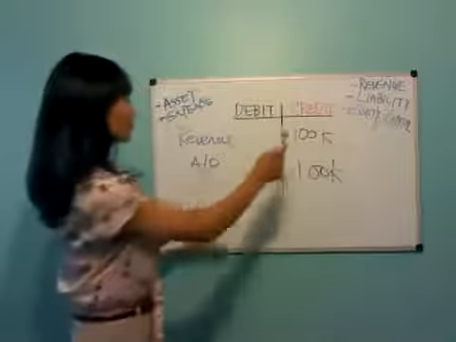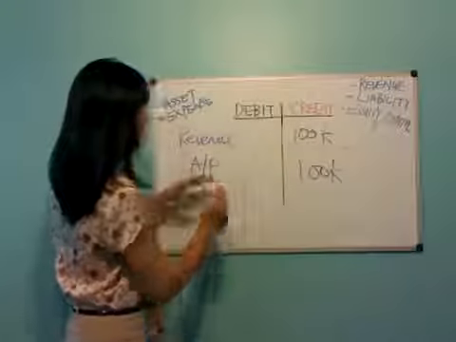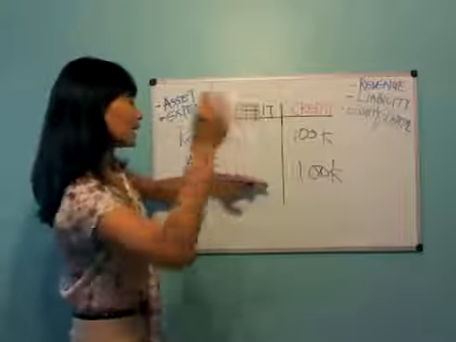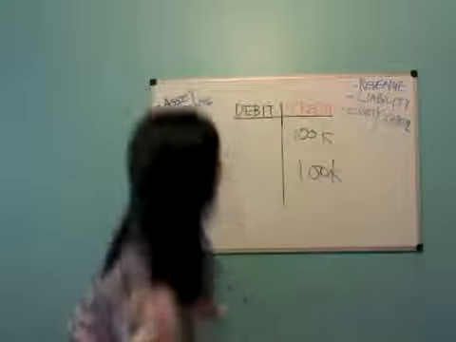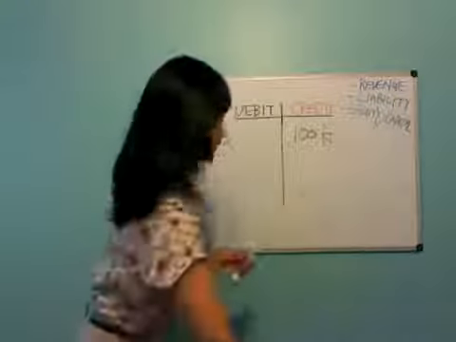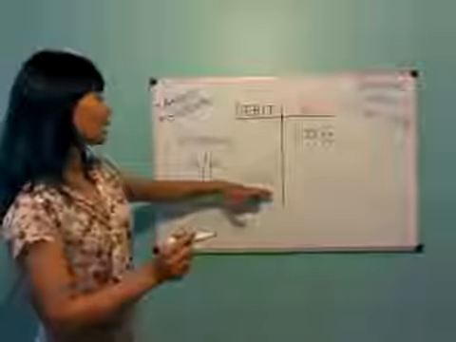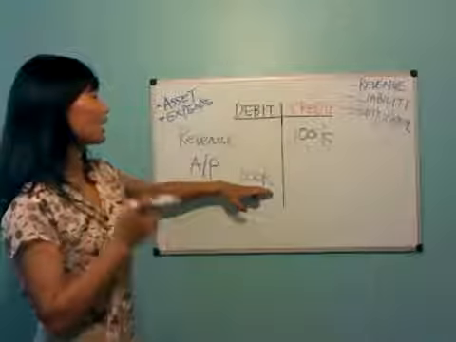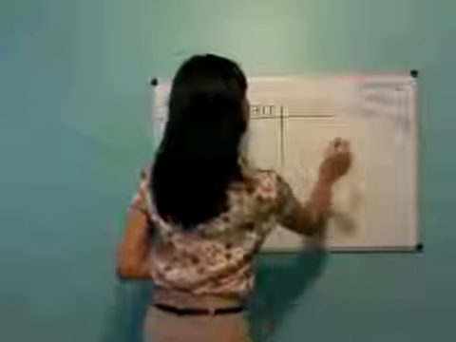And if it goes down, I put it on the other side. So if I pay off my supplier next month, then I will put it under the debit side, because I just paid my supplier and my liability went down. So okay, let's make a journal entry using this rule.